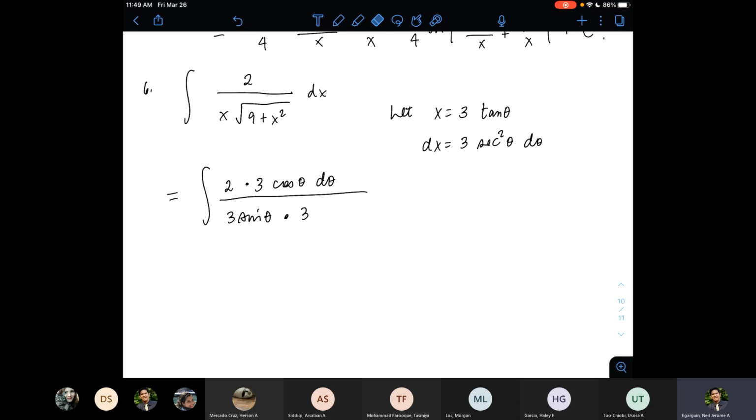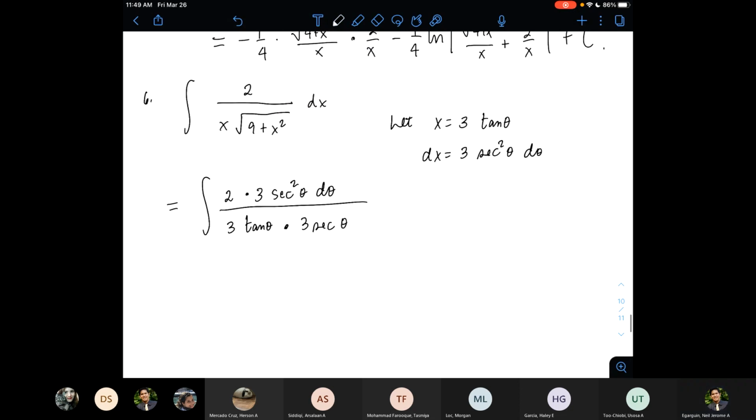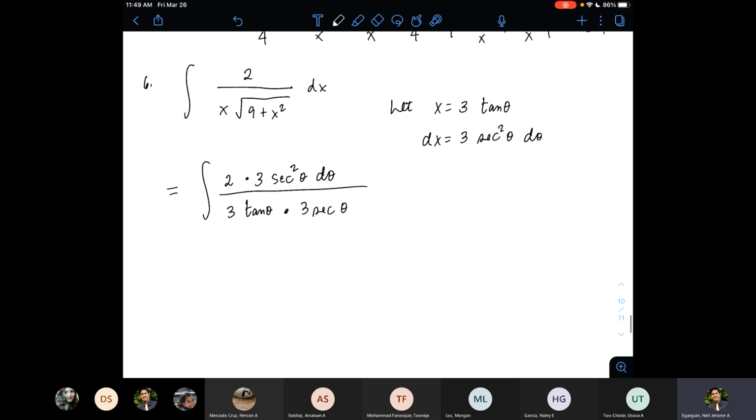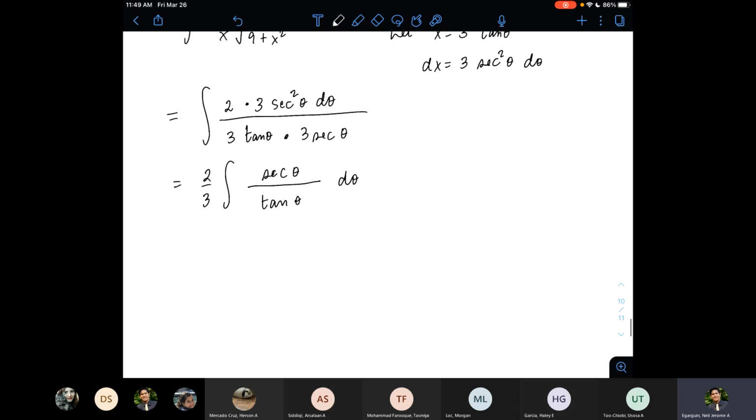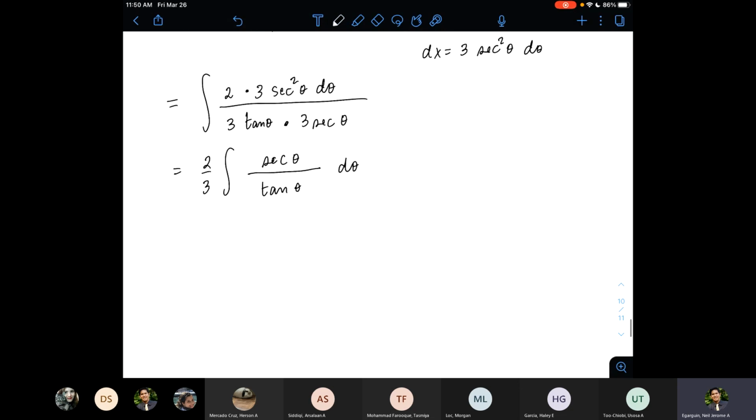So here, 3 secant squared theta. Then this would be 3 tangent theta, and then we'll have 3 secant theta. Okay, I think that's good. And then let's cancel some of the constants. So eventually you'll have a 2/3 outside, and then you'll have a secant theta over tangent theta d theta. Okay, we got the same thing.